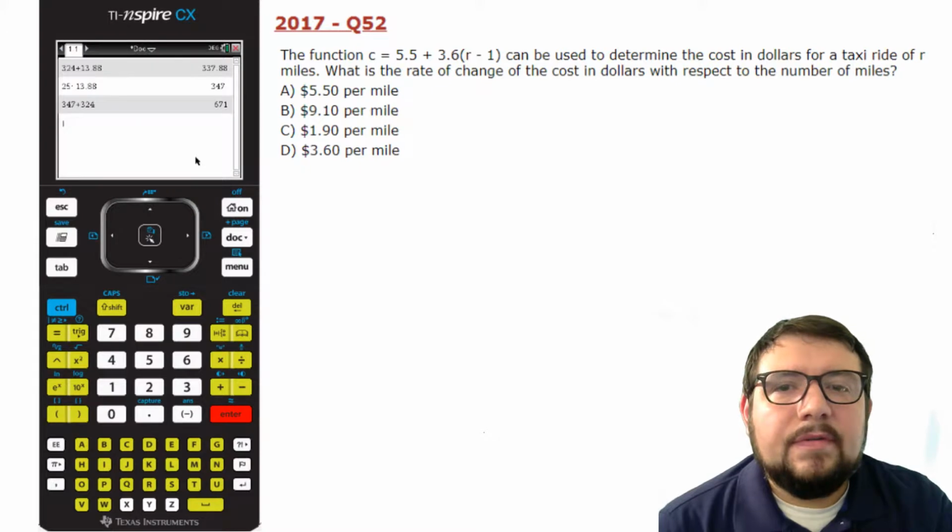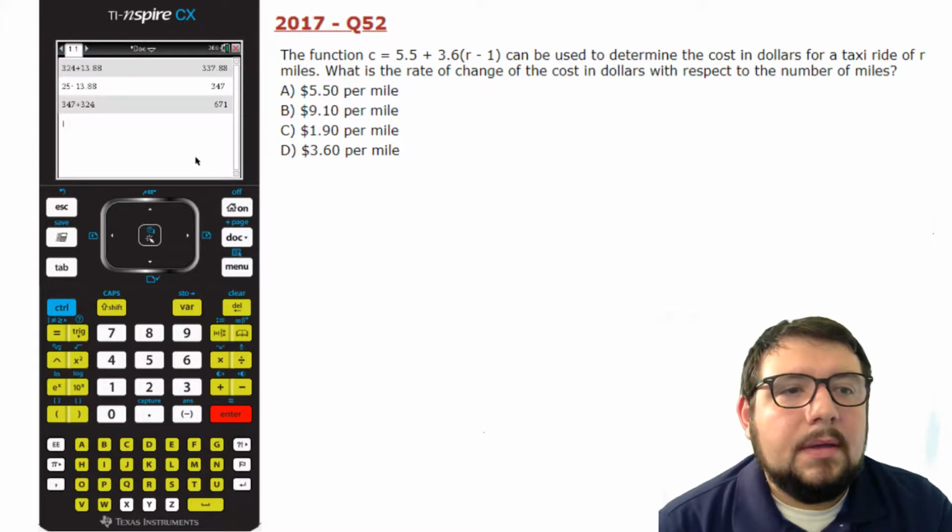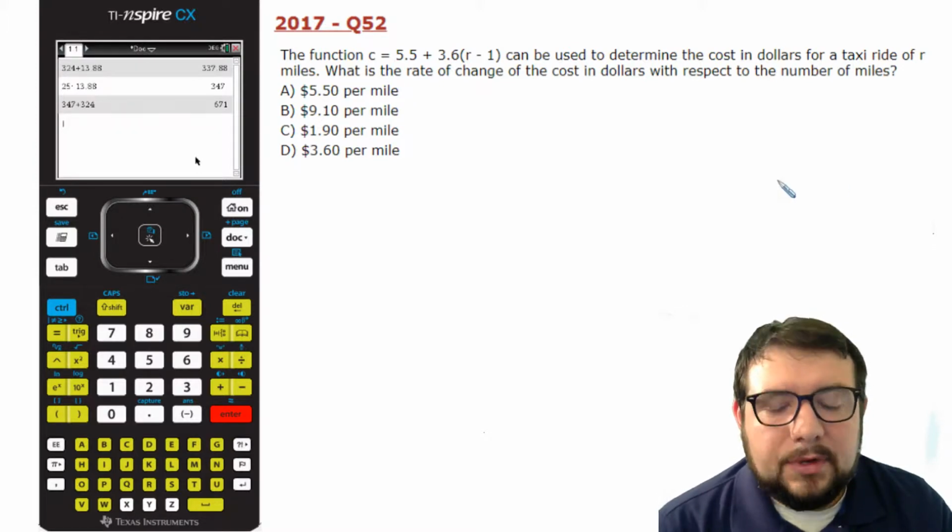Today we're going to be solving question 52 from the 2017 Algebra 1 STAAR using the TI-Nspire calculator. So let's get started. Our first move here is, of course, to read the problem.